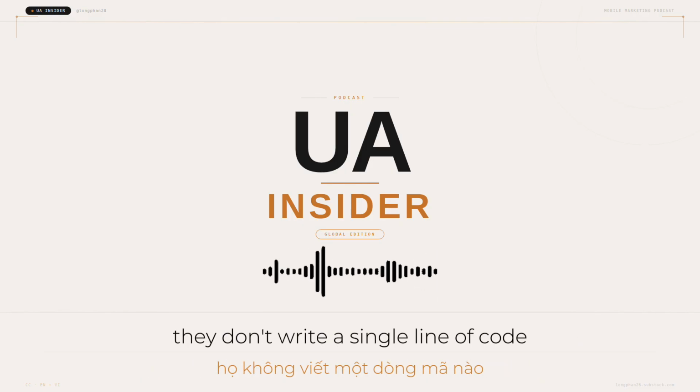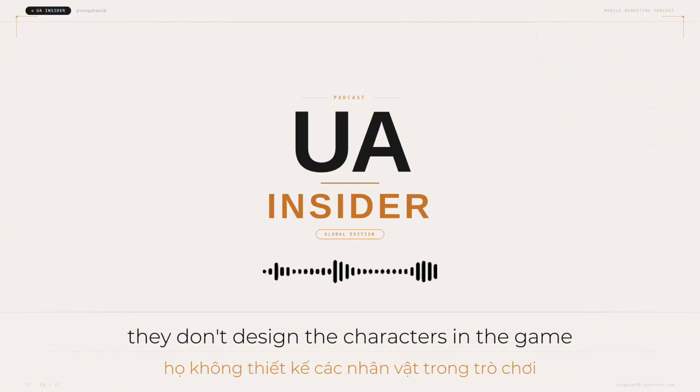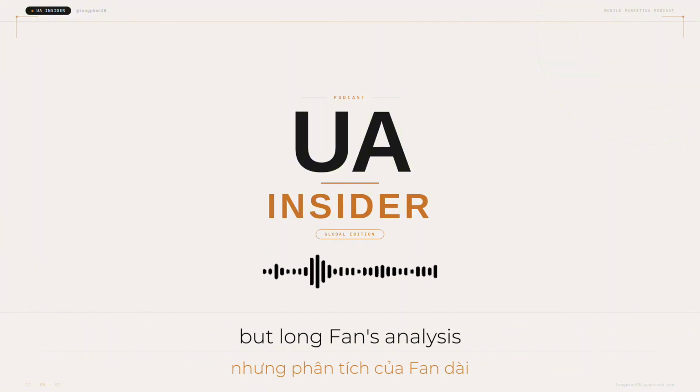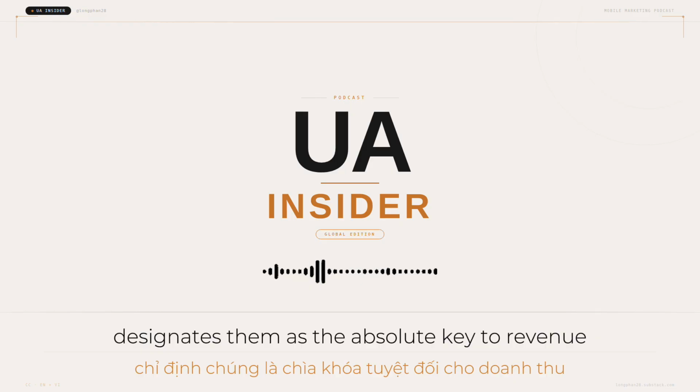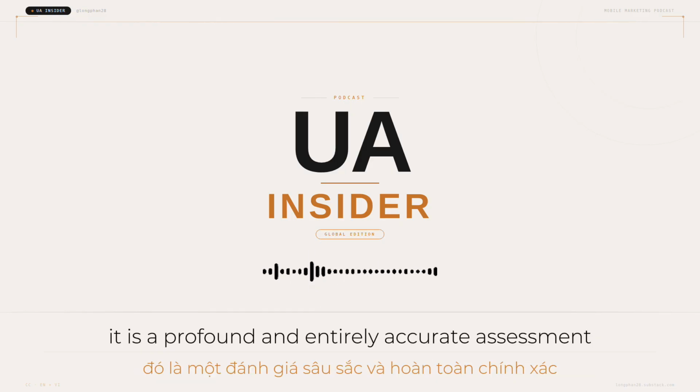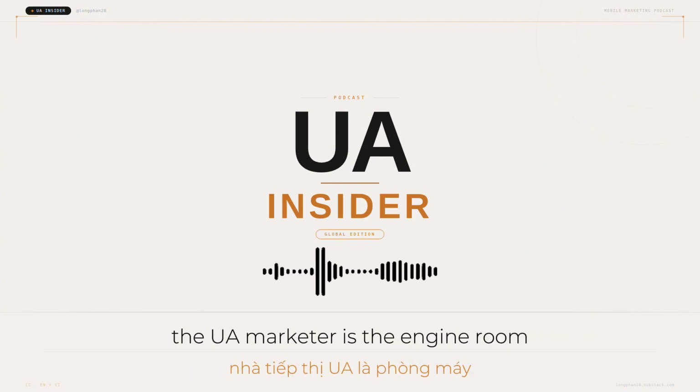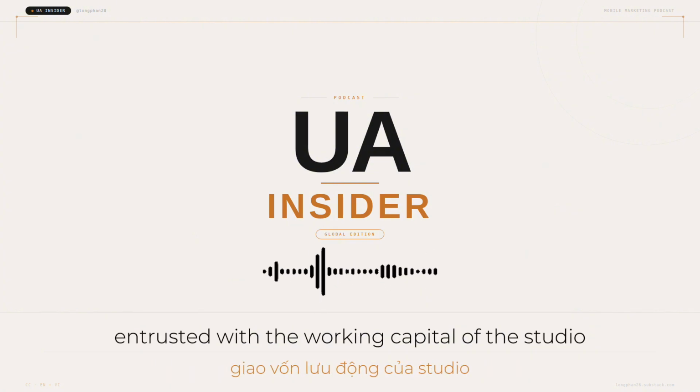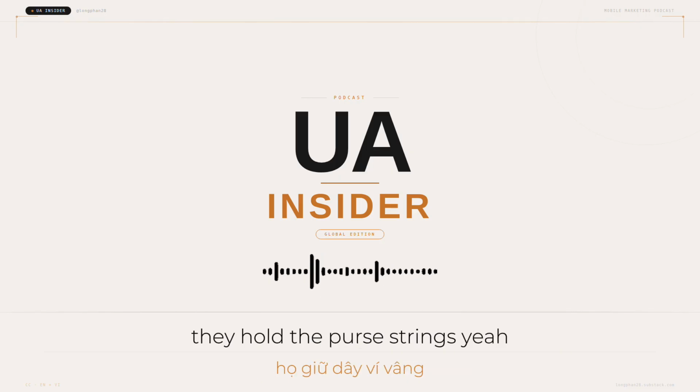They don't write a single line of code. They don't design the characters in the game. They don't build the ad networks. But Longfan's analysis designates them as the absolute key to revenue. It is a profound and entirely accurate assessment. The UA marketer is the engine room. They are the individuals entrusted with the working capital of the studio. They hold the purse strings.